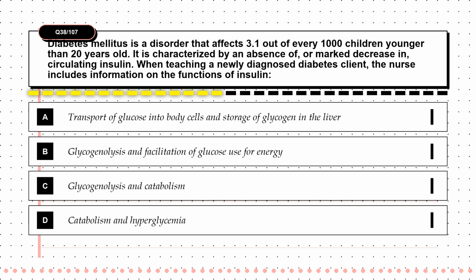Here are the options. Option A. Transport of glucose into body cells and storage of glycogen in the liver. Option B. Glycogenolysis and facilitation of glucose use for energy. Option C. Glycogenolysis and catabolism. Option D. Catabolism and hyperglycemia.